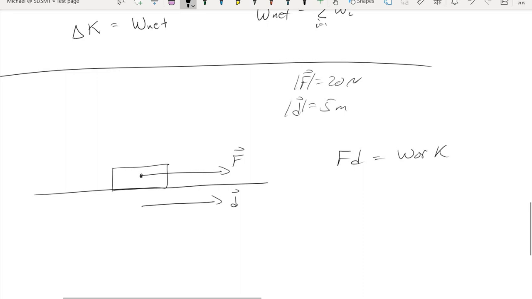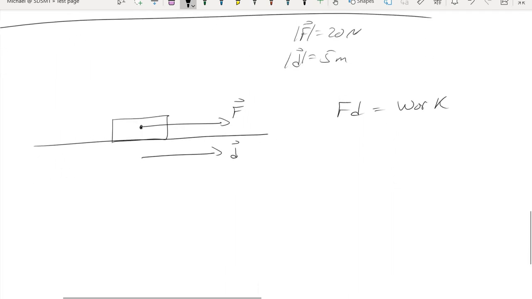So this is not the correct definition. We're going to modify this in a couple of minutes here. But let's just plug in the numbers. We have 20 and 5, and that makes 100. Work is a measure of the change in energy. Energy is measured in joules, and so there's 100 joules worth of work that is done by having this force work over that displacement of 5 meters.